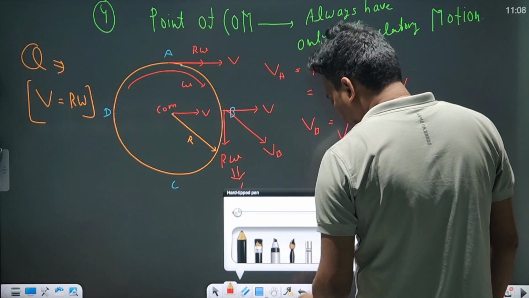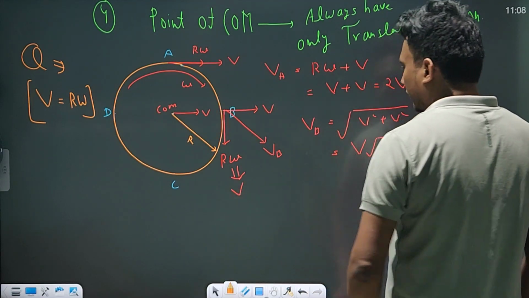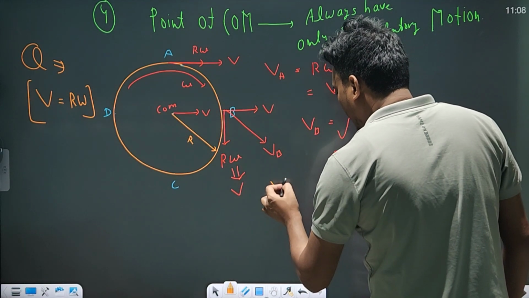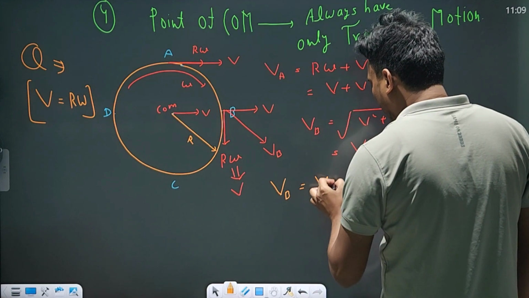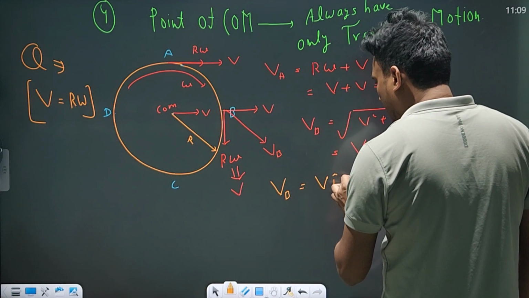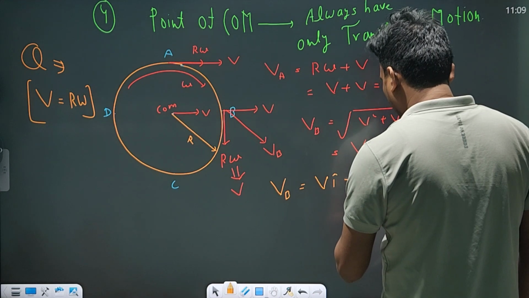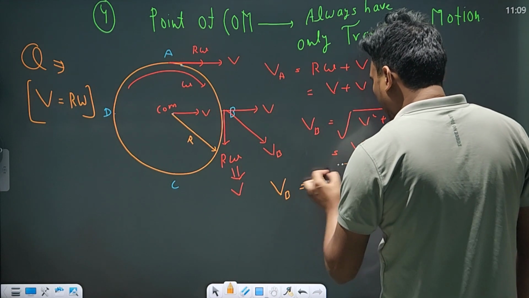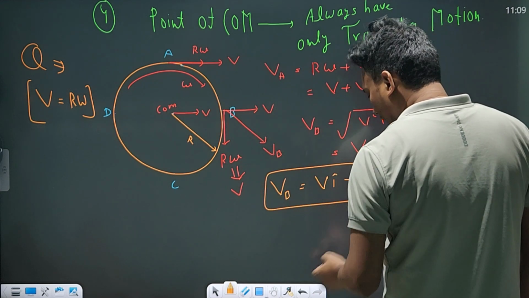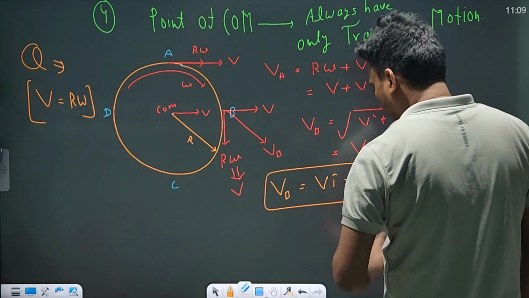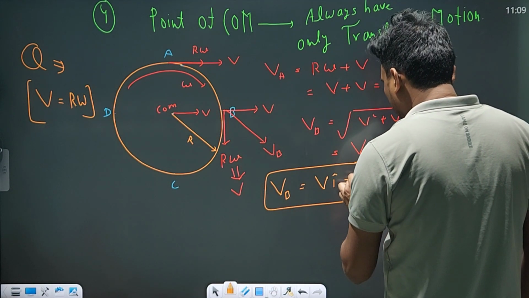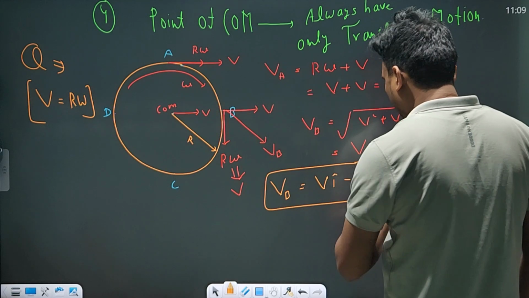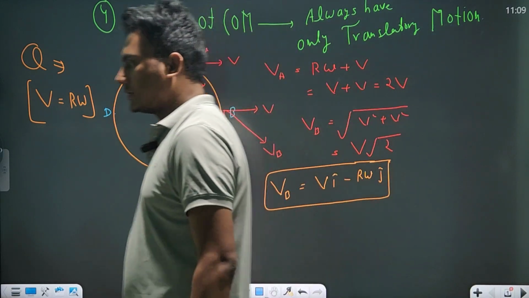Or we can write it in vector form also. We can write in vector form Vb equal to v i cap minus v j cap. Or we can write v i cap minus r omega j cap.